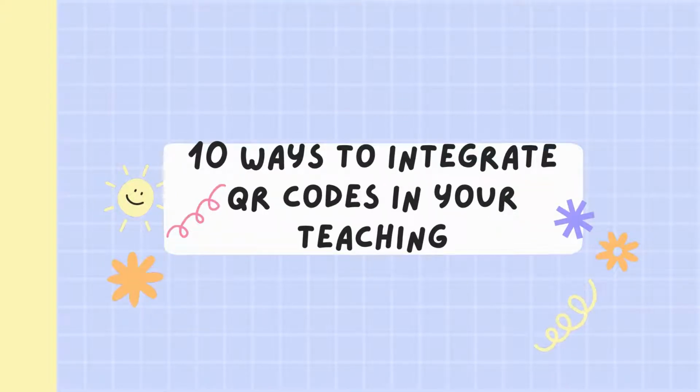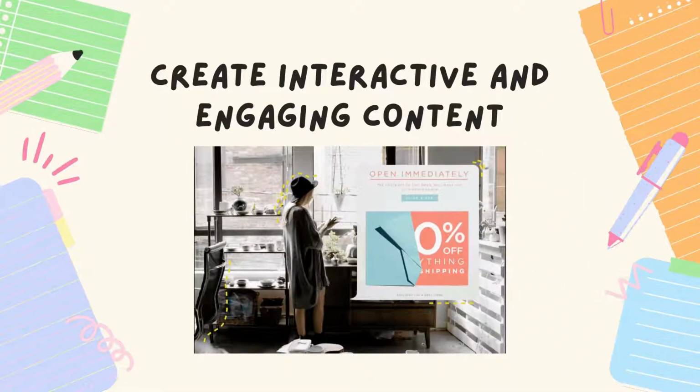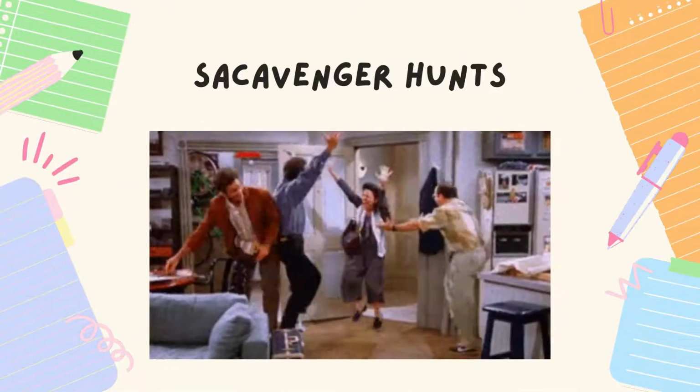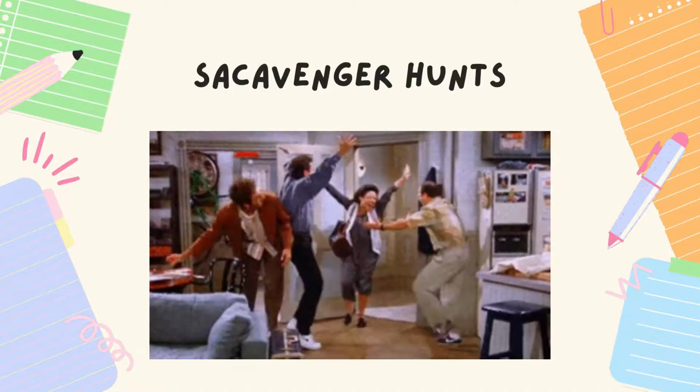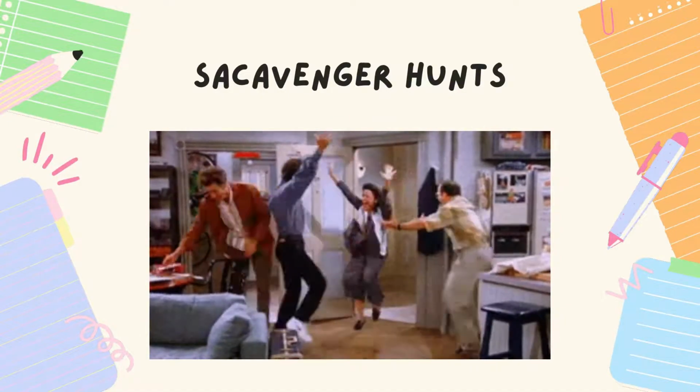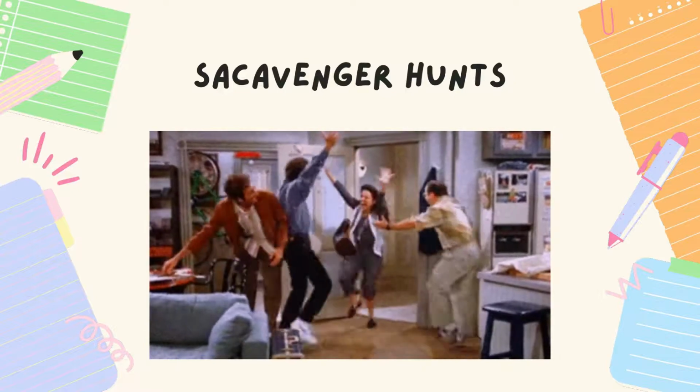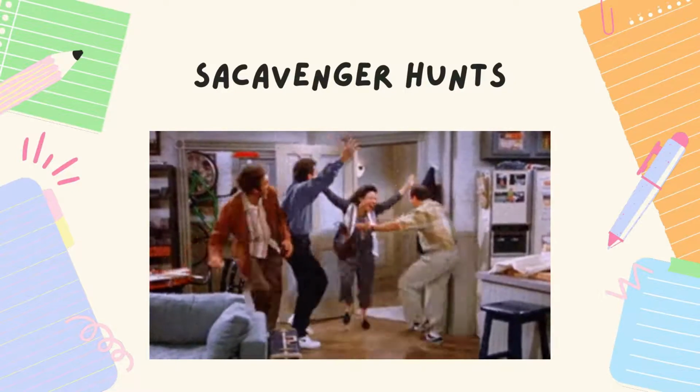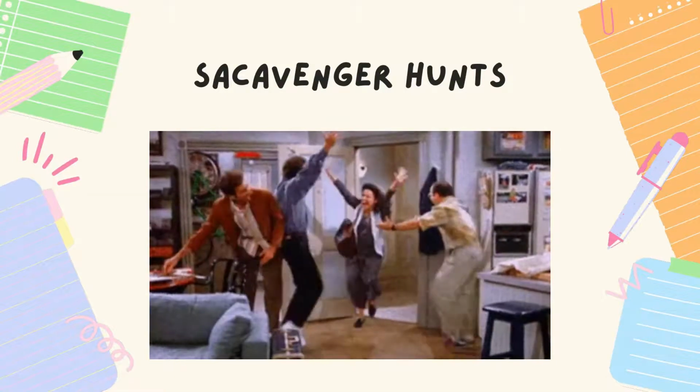Now, here are 10 interesting ways to integrate QR codes in your teaching. First, you could create interactive and engaging content. You can enrich the content you teach in class by using QR codes that link to other readings and resources. Scavenger hunts. Create an interactive classroom activity such as a scavenger hunt by using QR codes that provide directions or instructions, resulting in better learning engagement.